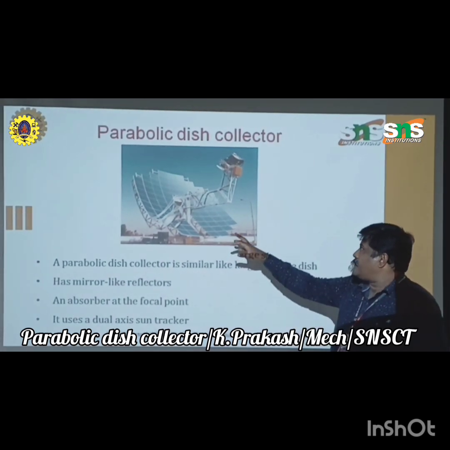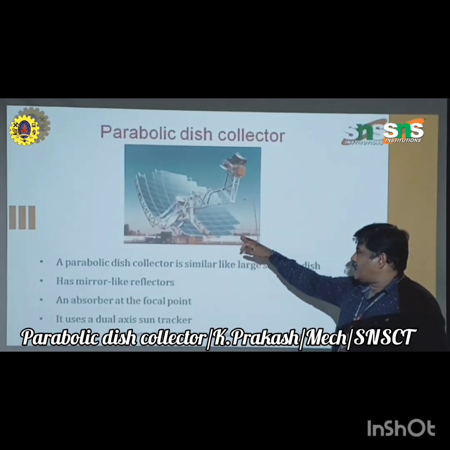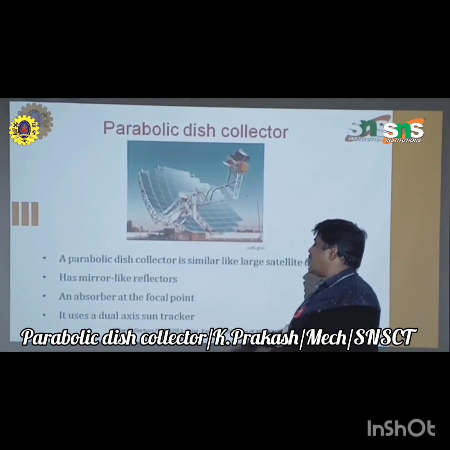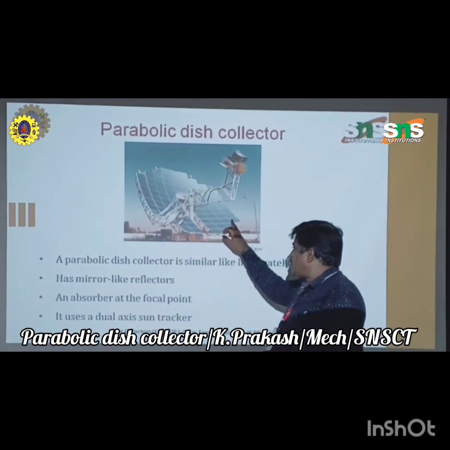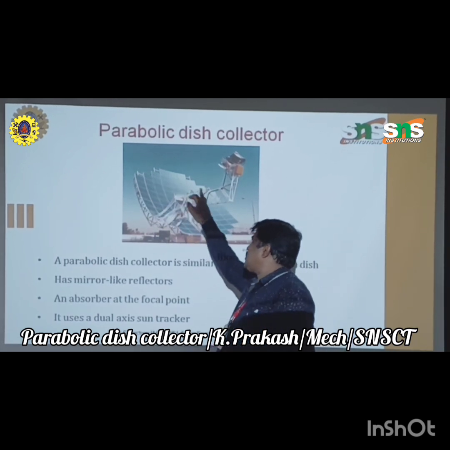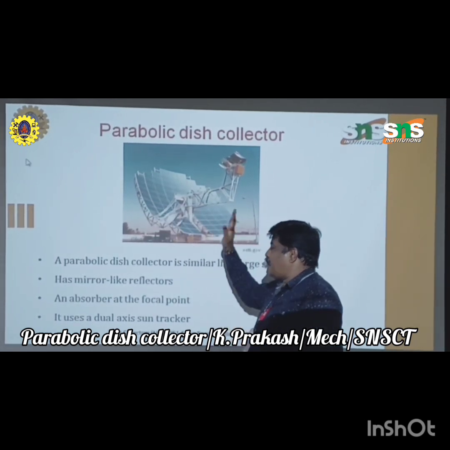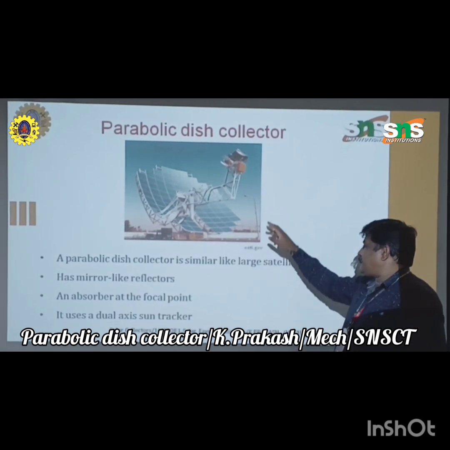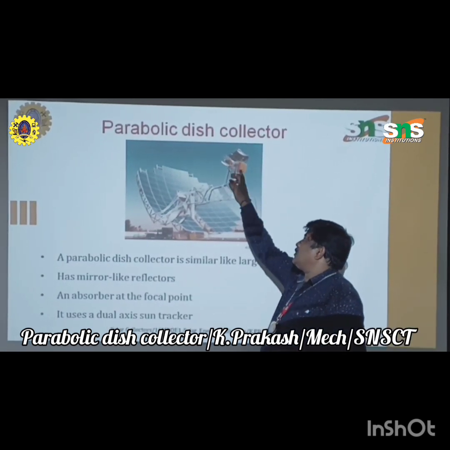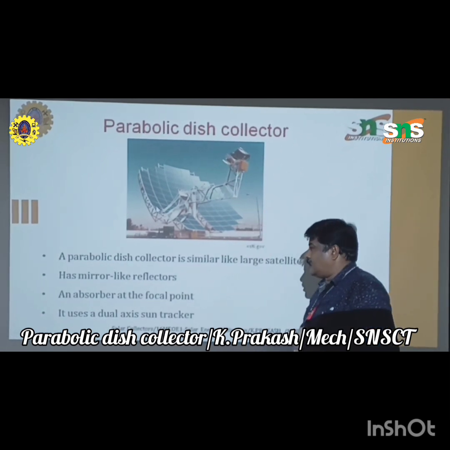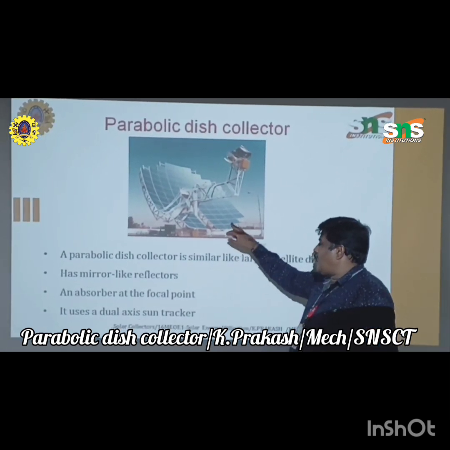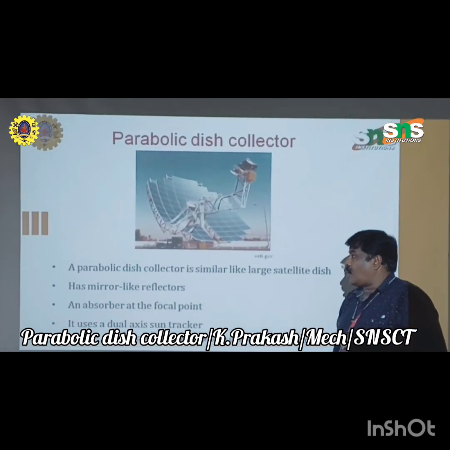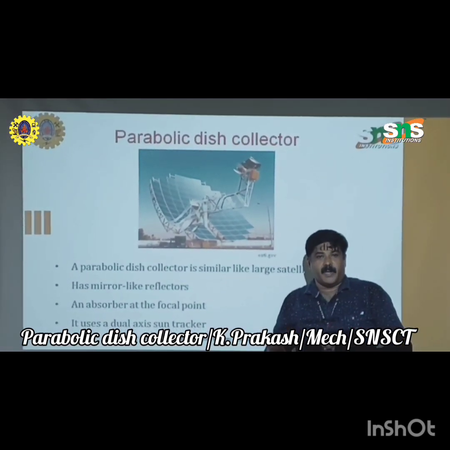In the parabolic dish collector, there is a setup which is like a satellite dish. This dish is a parabolic dish. The shape is like a parabola, so it is called a parabolic dish, and there is a receiver. All the reflectors are made of glass, made of mirror.